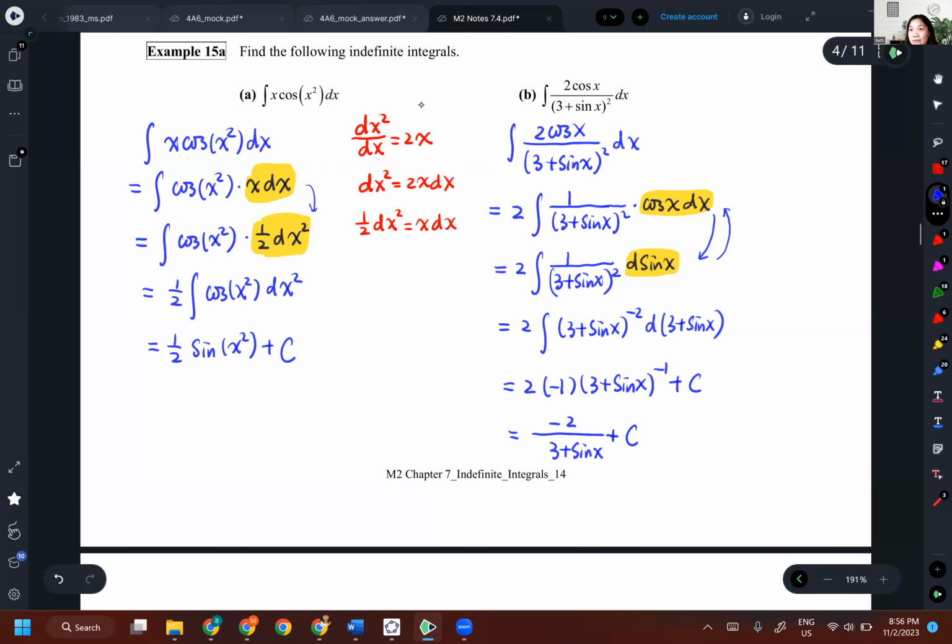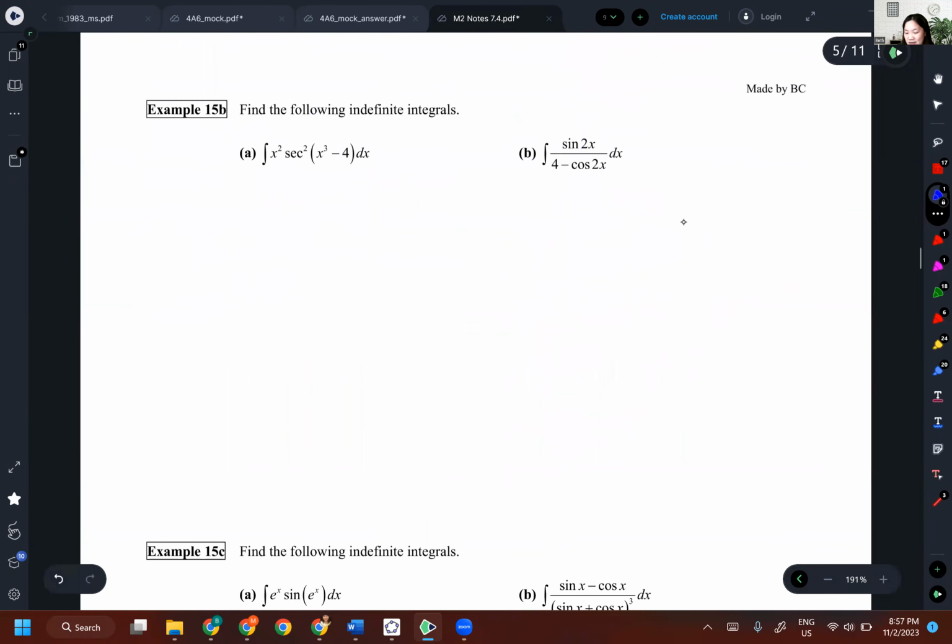Now this one, x dx, is something that we worked on last week. I hope you still remember it today. Part B is a new one. It's the same concept, but a different function. Since this is new, I'll show you more, another set of examples of the same kind.